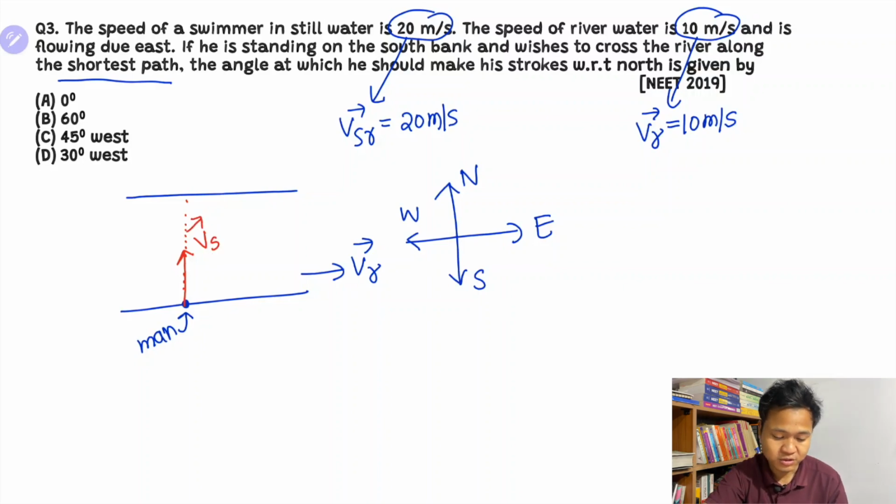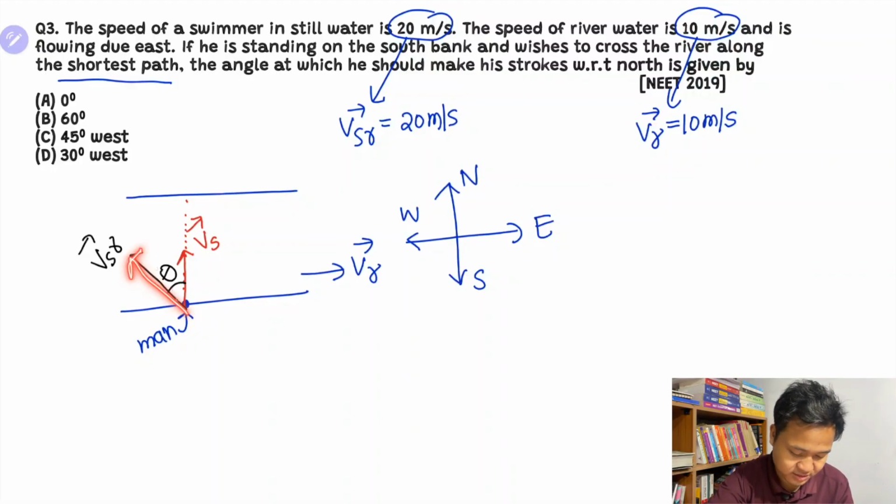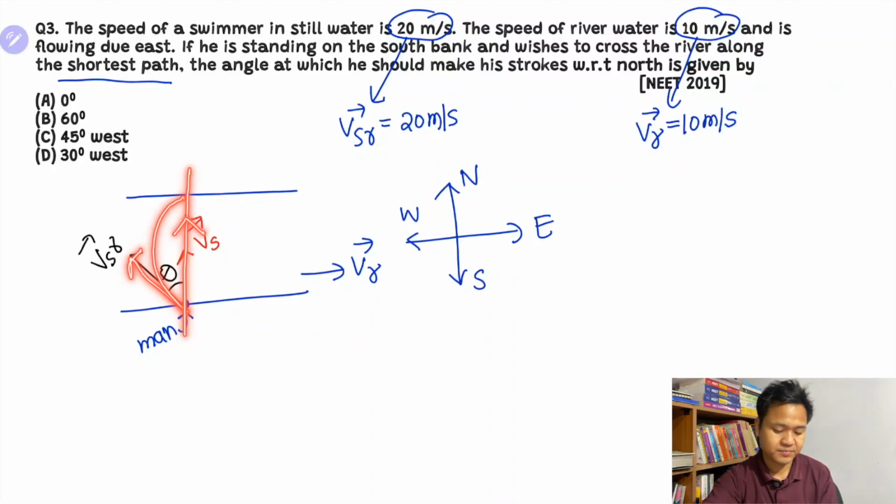At what angle should he make his stroke with respect to the north? At what angle does he have to try to swim? The man has to try to swim at some angle along the side, making some angle theta with the north. Only when you try to swim along this side will the path be like this. So the path is possible like this, with the vertical component path like this.